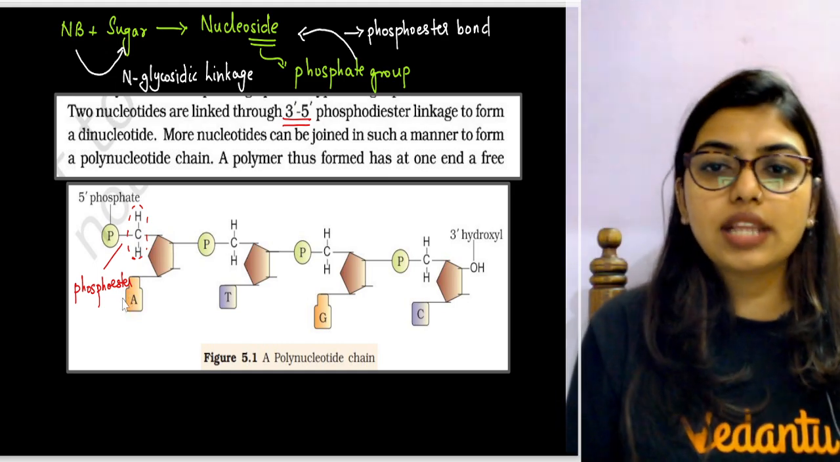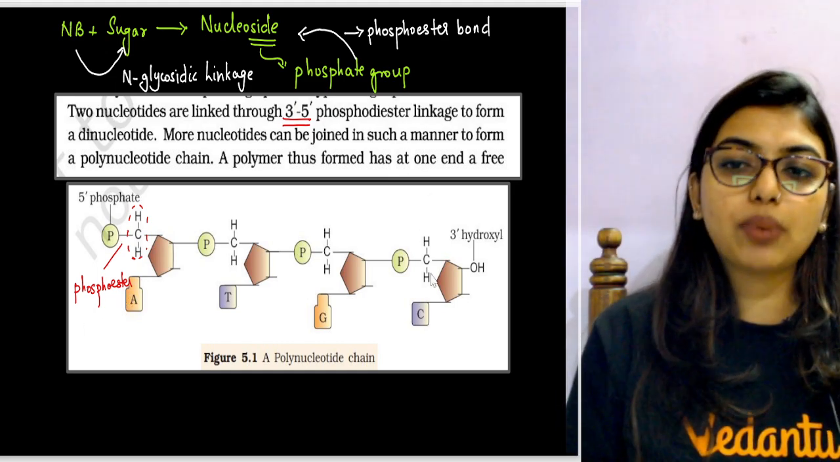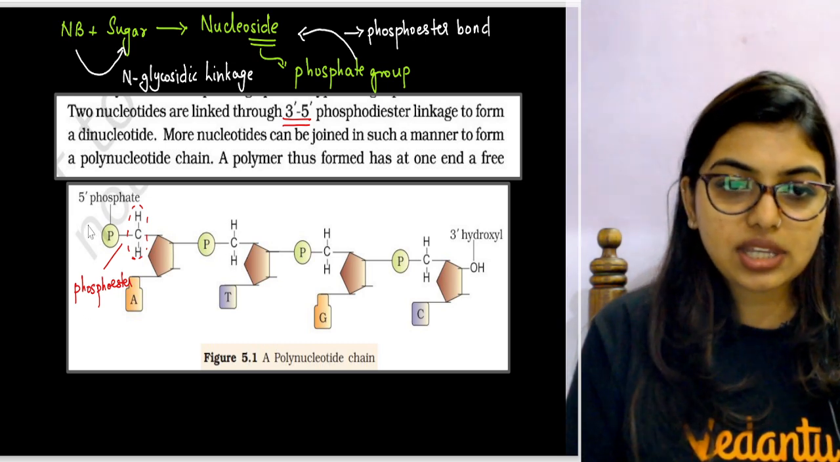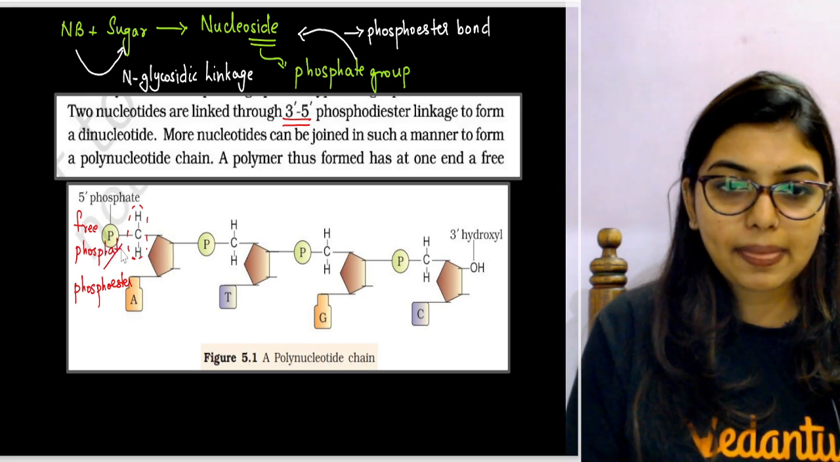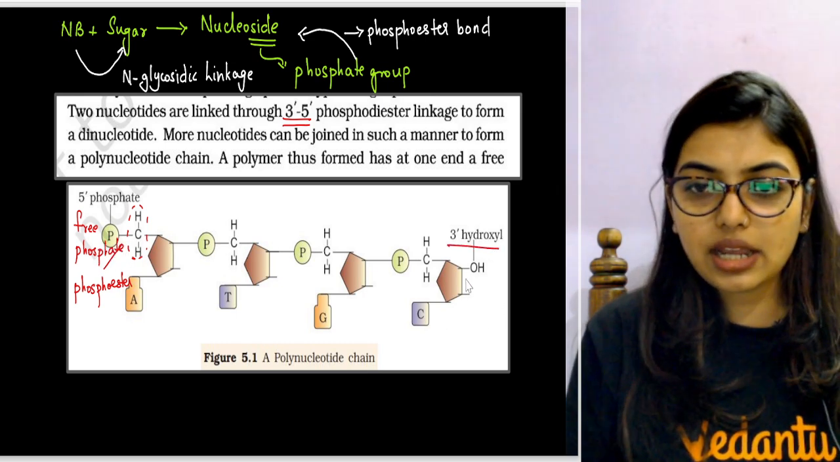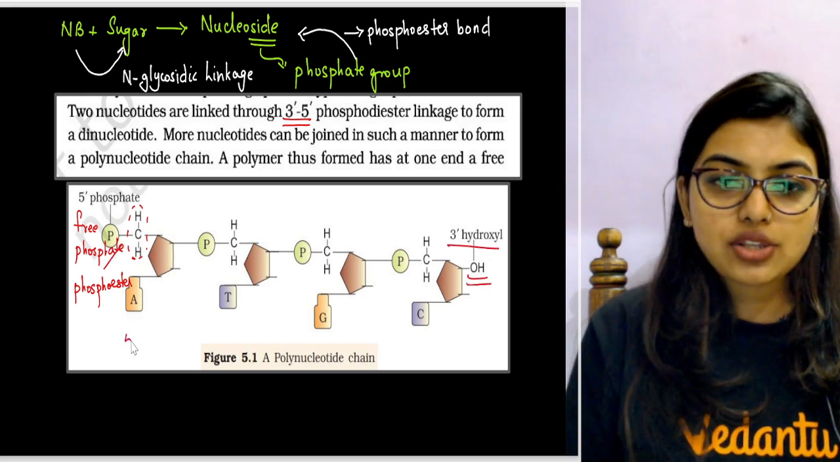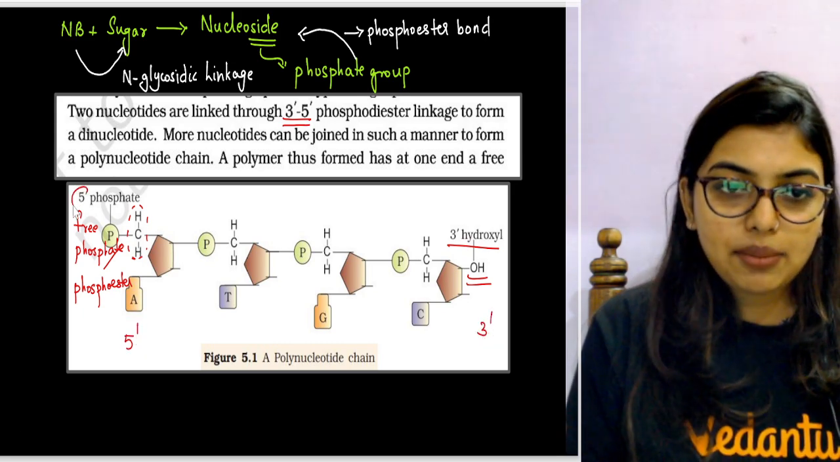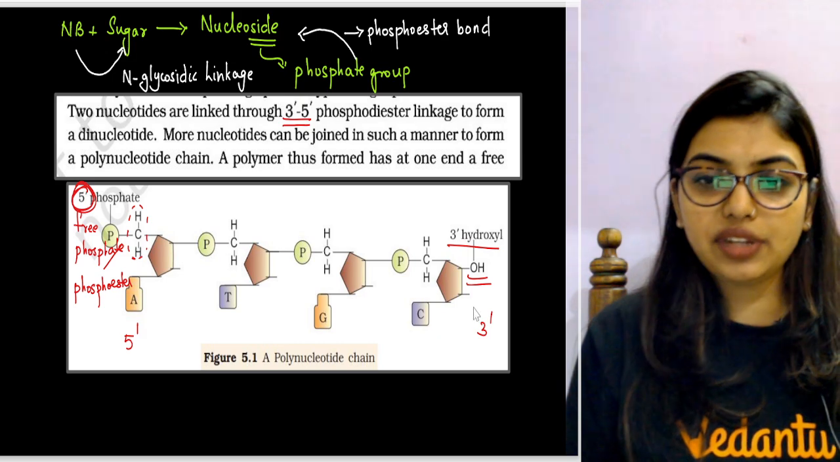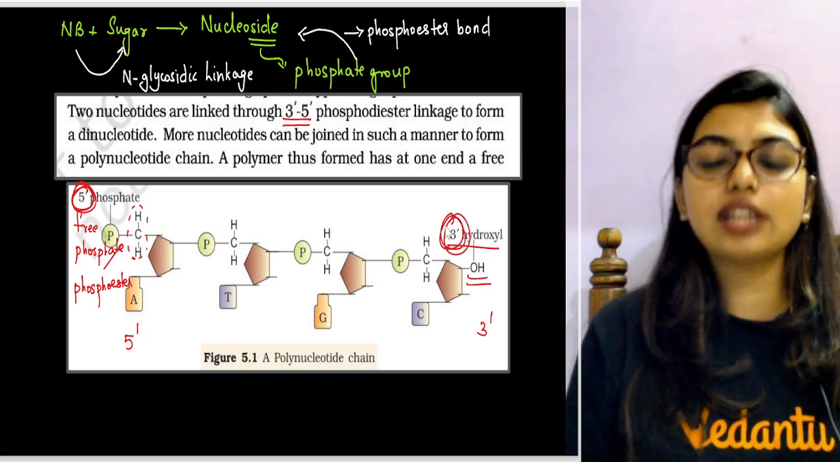Then a polymer is formed, with a free end at one side. So here, students, if you see, there is a free phosphate group, and here there is a free hydroxyl group. So this is going to be the 5' end, and this is going to be the 3' end. Why? Because here there is a free 5' phosphate, and at the 3' there is a free OH.